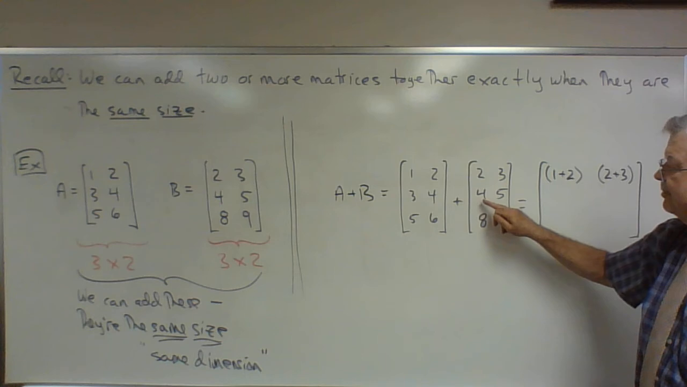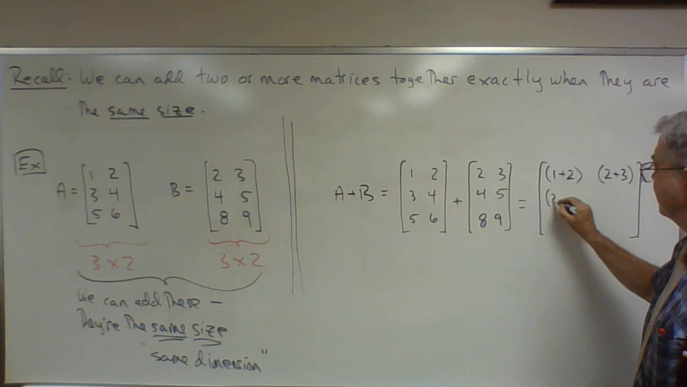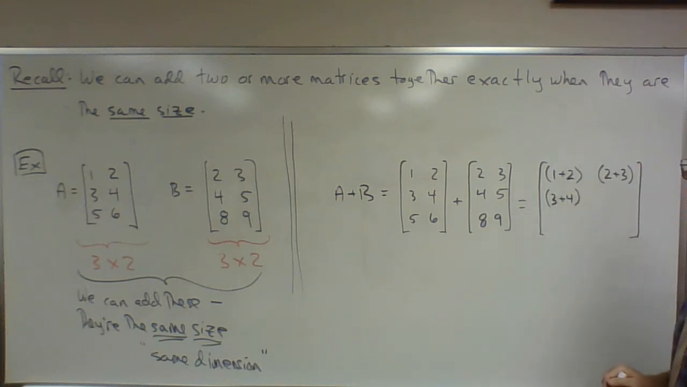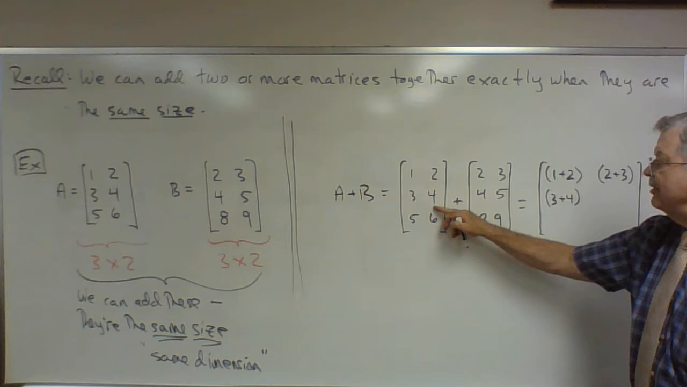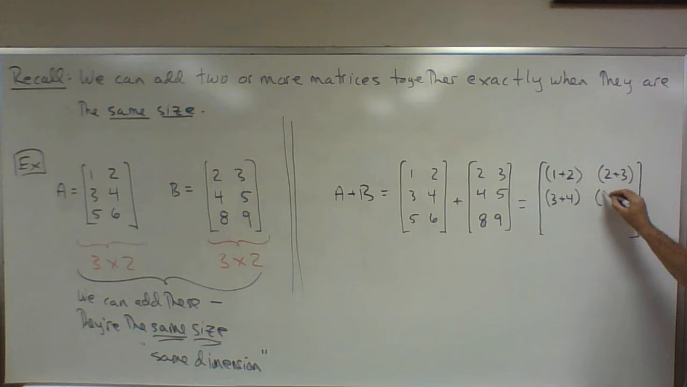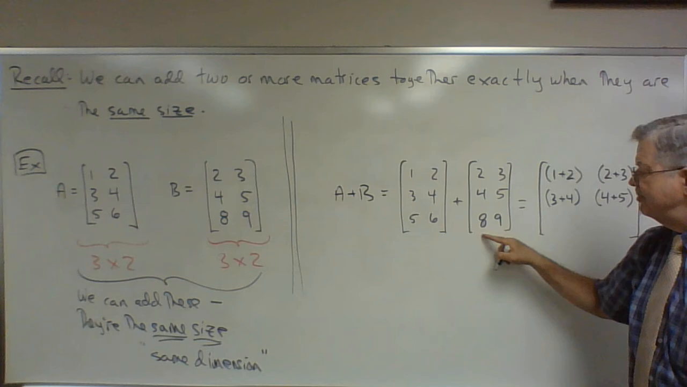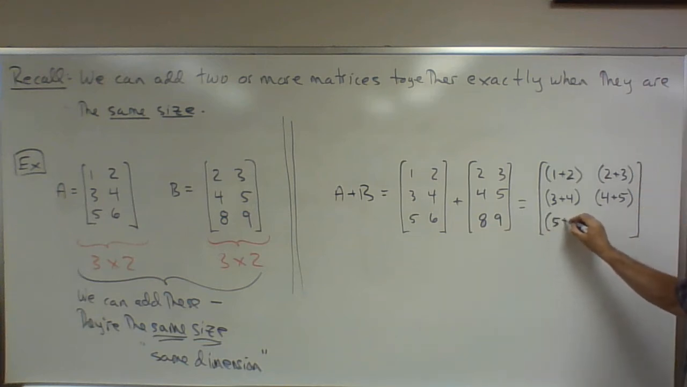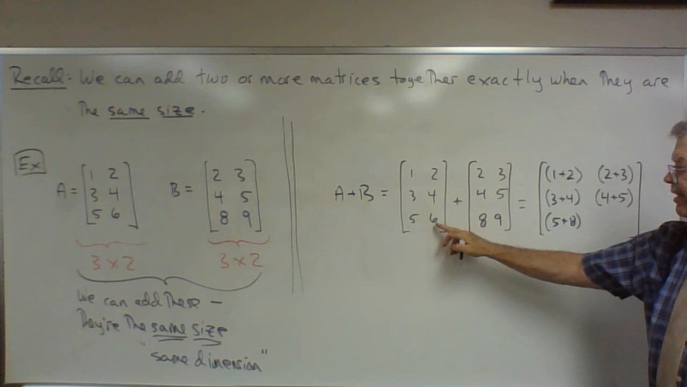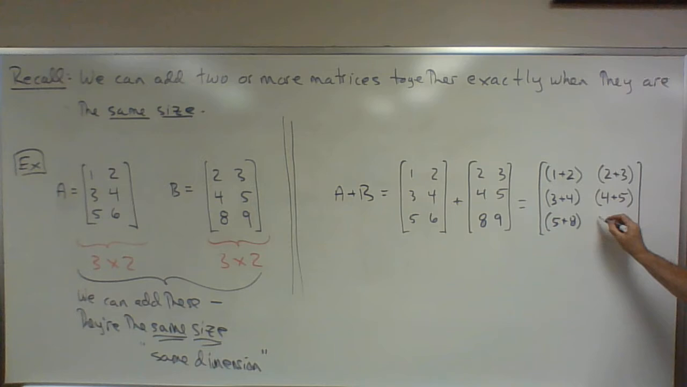Second row, first column, second row, first column, 3 plus 4. Second row, second column, second row, second column, 4 plus 5. Okay. Third row, first column, third row, first column, 5 plus 8. Third row, second column, third row, second column, 6 plus 9.